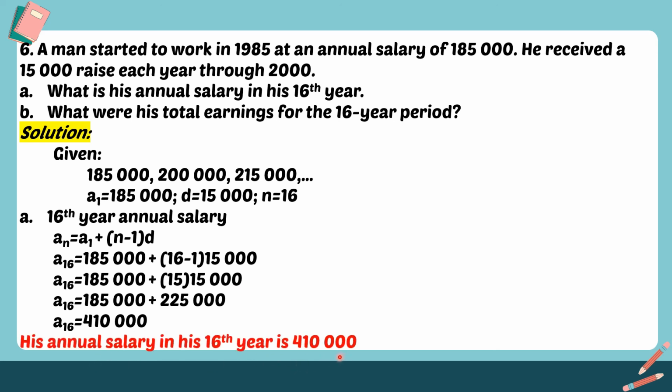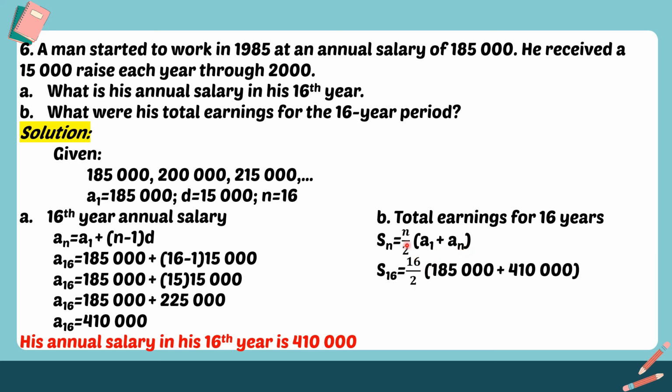Yun na yung kanyang annual salary. And then next, we need to solve naman yung total earnings niya for 16 years of service. So, i-add na natin lahat, starting from 185,000 hanggang umabot ng 410,000. So, dahil may a sub n na tayo rather, ang gagamitin natin sa pag-solve ay S sub n equals n over 2 times a sub 1 plus a sub n.